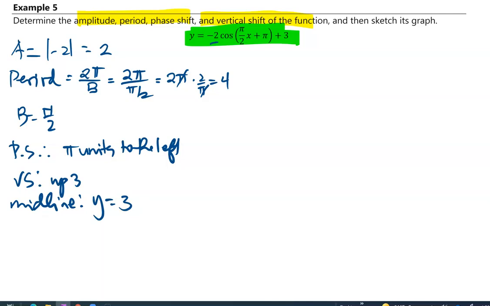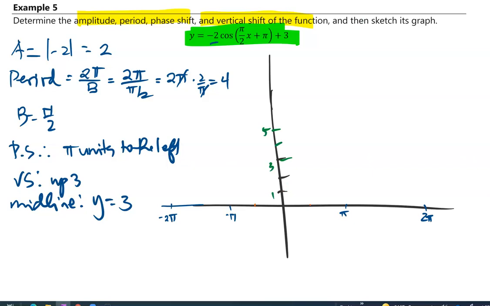Okay, so how do we graph this? I'm going to start with the midline. The midline is at y equals 3. So this is the midline. And the amplitude is 2. That's why if you go up 2, 1, 2, we have 5 here. And you go down 2, 1, 2, at 1. And then we know that the graph of cosine of x is like this. But if it's negative, it's going to look like this.